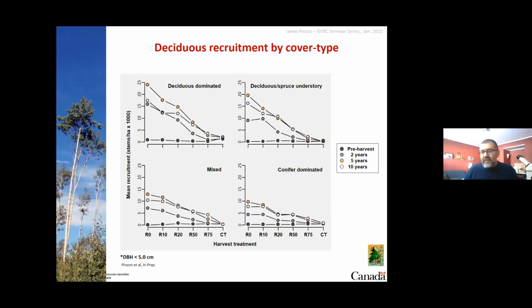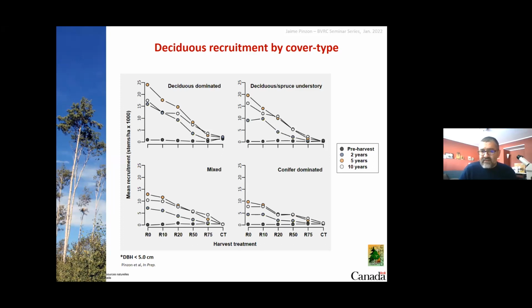So when we start looking at some of the results from the EMEND project, I'm showing you four panels, one for each of those cover types. And I'm showing the deciduous recruitment, basically aspen suckering in stems per hectare, for the different treatments on the x-axis. So the R's is the retention. R0 is 0 retention, R10 is 10% retention, 20% retention, 50% retention, 75% retention, and the control.